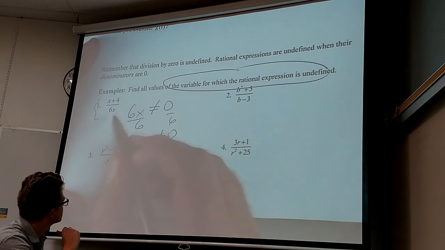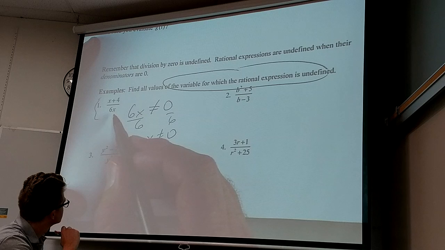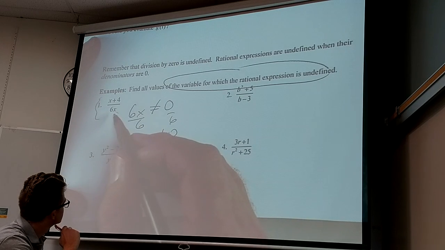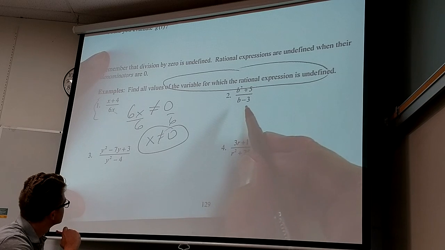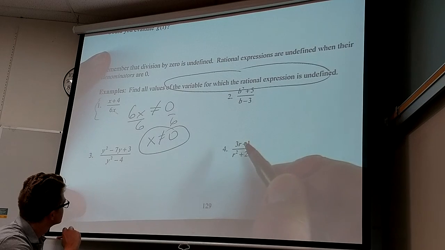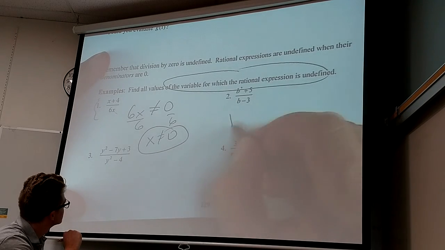So obviously x can't be 0, right? If x is 0, the bottom is 0. Some of you guys probably can just look at it and tell. Same thing with this one. Hopefully you've done enough of this kind of thing where you can just tell what b makes this 0. 3. So b can't be 3.